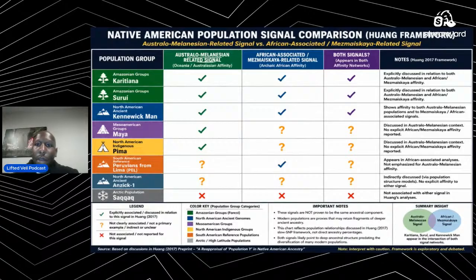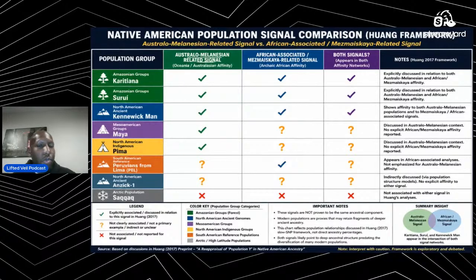Okay, Native American population signal comparison. This is a good visual as well, because it's showing you very simply who have what affinity with what and what type of affinity. The Dejian showed once again, which is consistent with that 2015 study, an Australo-Melanesian signal. Had an African associated Mesmachia related signal. That's the specimen from Russia that's 65,000 years of age, or existed 65,000 years ago, based on their estimates.